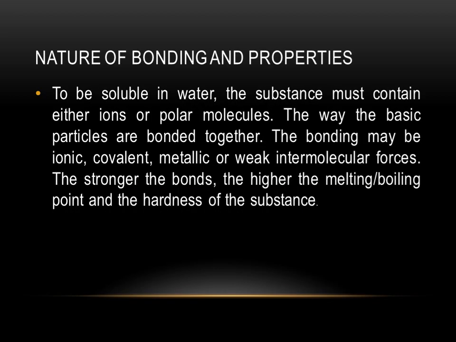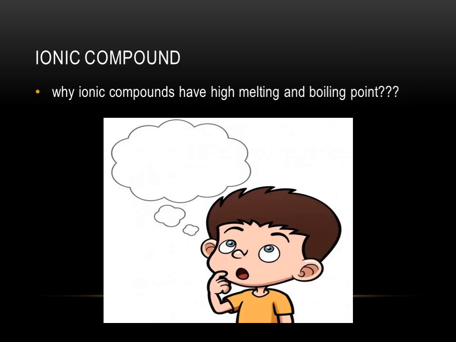As we have discussed in the previous lesson, there are a number of types of bonding: maybe ionic, covalent, metallic or weak intermolecular forces. So depending upon the nature of the bonding, the properties of the substance will be different. The stronger the bond, the higher the melting and boiling points and the hardness of the substance. In this lesson, we will discuss ionic compounds, the bond which is present in them and the effect of this bond on ionic compounds.